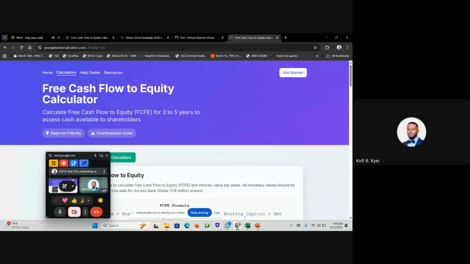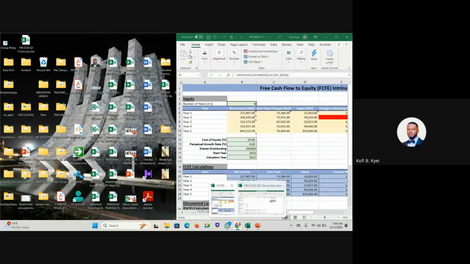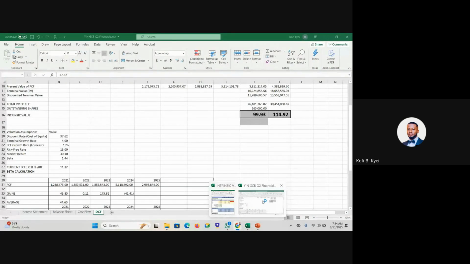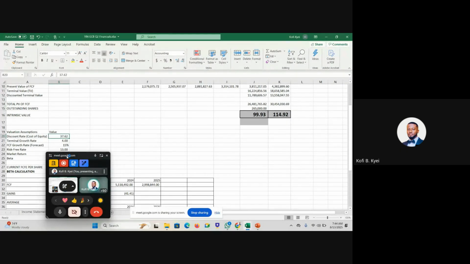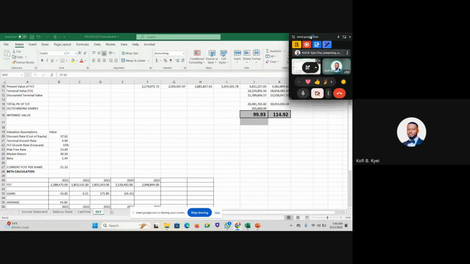Step-by-step processes to get to those answers, so that in case you get a job and you are asked, how did you come by it? You don't say you used the Young Investor Calculator. You can explain how you came by the answer. It is very important that you understand the process we go through to get the final answer.